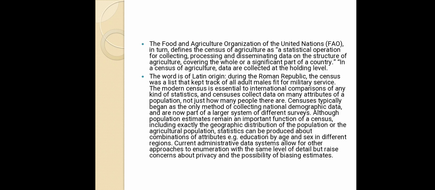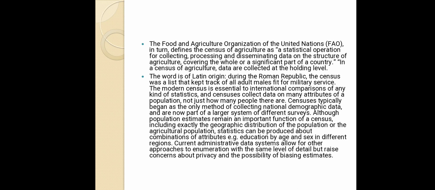practices. The Food and Agriculture Organization of the United Nations, FAO, in turn defines the census of agriculture as a statistical operation for collecting, processing and disseminating data on the structure of agriculture covering the whole or a significant part of a country. In a census of agriculture, data are collected at the holding level. The word is of Latin origin. During the Roman Republic, the census was a list that kept track of all adult males fit for military service.